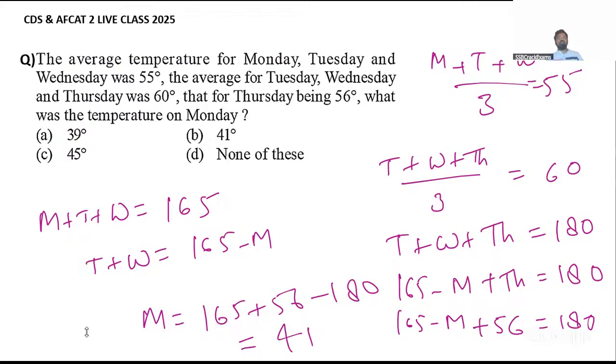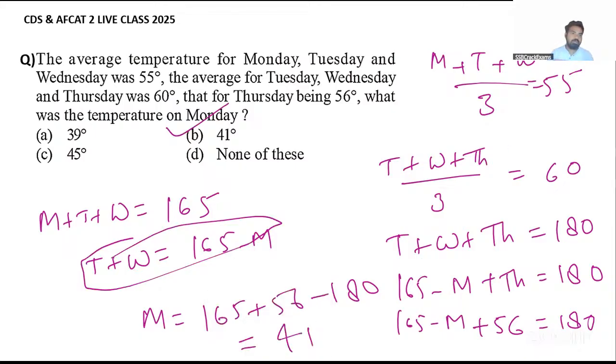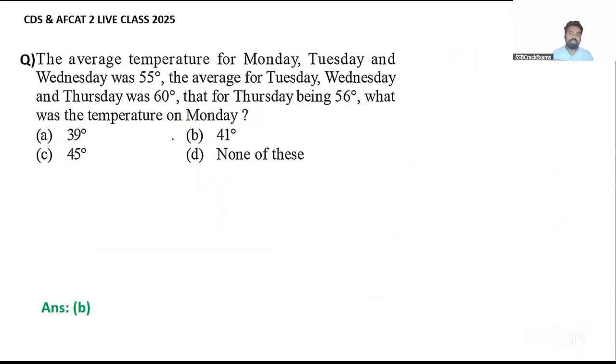Okay. So option number B is correct. For Monday, Tuesday, Wednesday, we use the average formula. For Tuesday, Wednesday, and Thursday, we use this formula. From the first formula, we bring out T plus W. And from the last formula, we bring out M. That gave us 41. Okay. Option number B is correct.